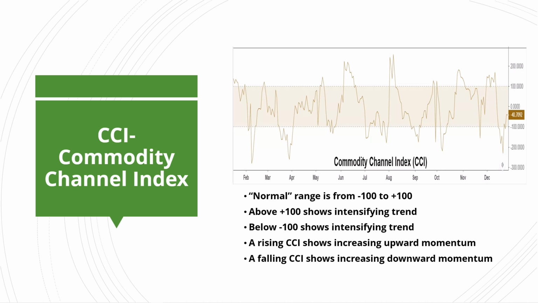Above 100 shows intensifying trend to the upside. Below 100 shows intensifying trend to the downside, right? If this is a mean outsider measurement, it's going to show this is outside of its normal up move, or it's outside of its normal down move. What does that tell us? Breakout, breakdown. So increasing upward movement, decreasing downward movement within the range of negative 100 and plus 100.